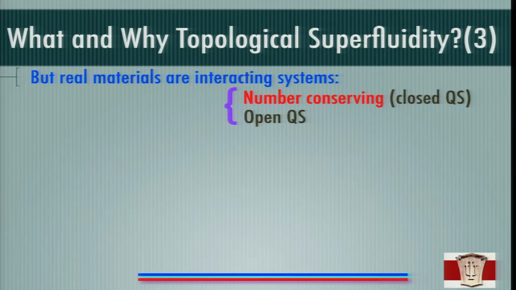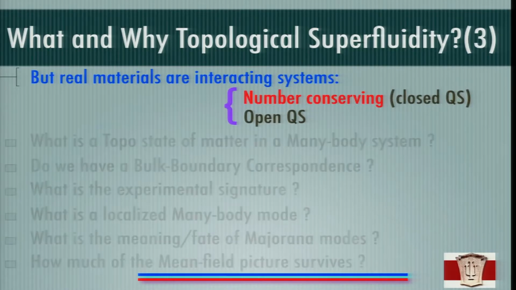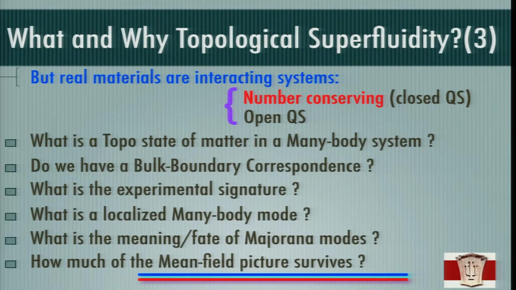Sorry, this is slow. And then there is a set of questions that emerges, for example, what does it mean to have a topological state of matter?